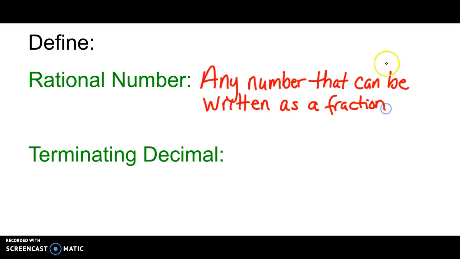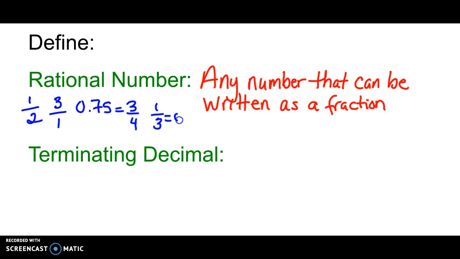So let's give some examples of rational numbers. Rational numbers, of course, if they can be written as a fraction, could be fractions. 1/2 is a fraction, it's a rational number. You could write the number 3 as a fraction by putting it over 1. The number 0.75 can be written as 3/4, so that's also a rational number. 1/3 is the same thing as 0.3 repeating, so repeating decimals are also rational numbers.